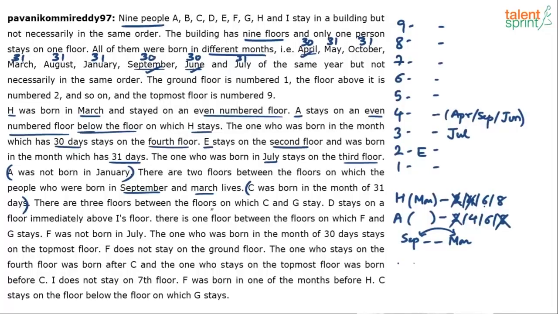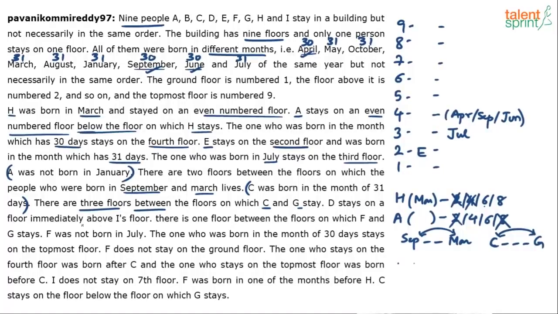There are 3 floors between the floors on which C and G stay. So again, C dash G, 3 floors between C and G. These 2 can be swapped. It can be C below G with 3 floors between them, or G below C with 3 floors between them. That we do not know. So always indicate that swapping is possible.